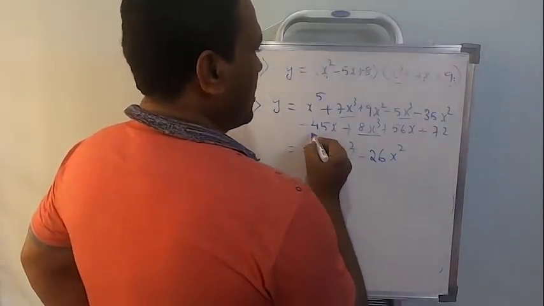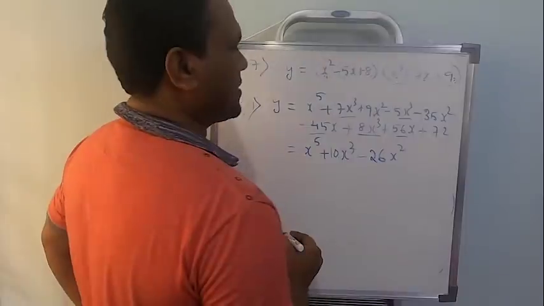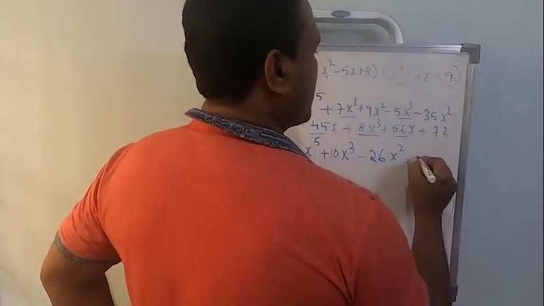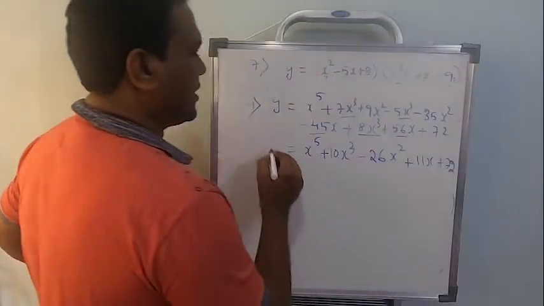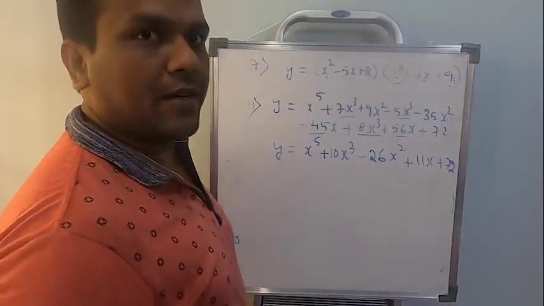Okay. Now the next, minus 45 plus 56. So how much that's going to be? So that's going to be 11x. The last is going to be constant, that is 72. The simplest form of y.